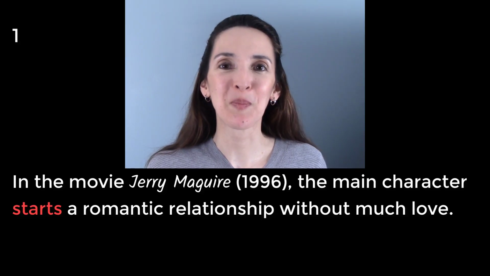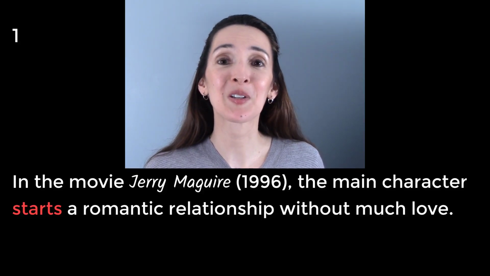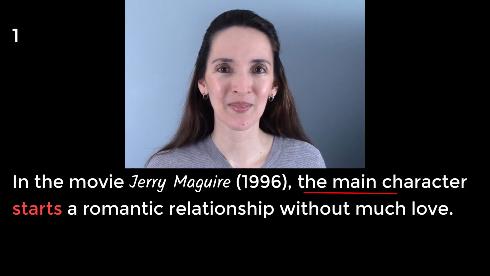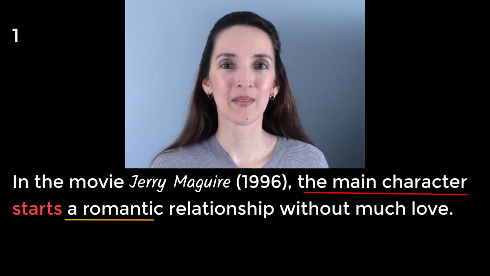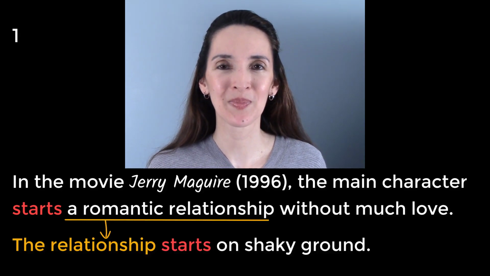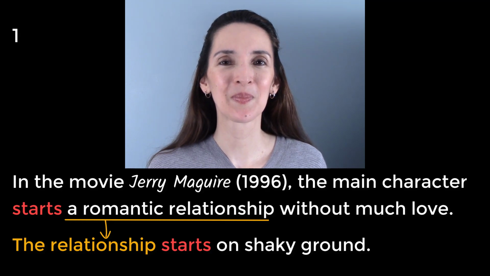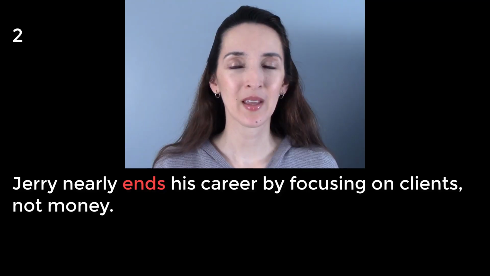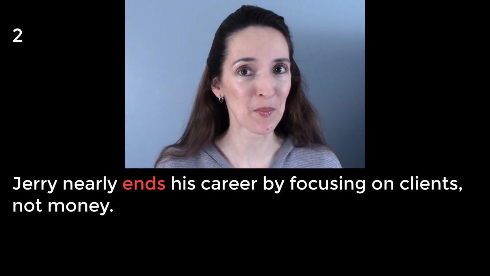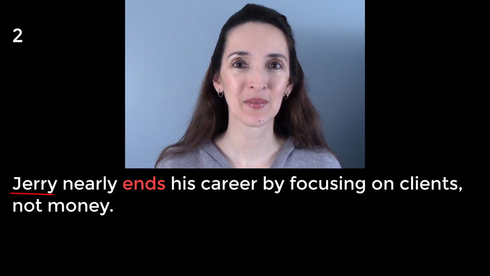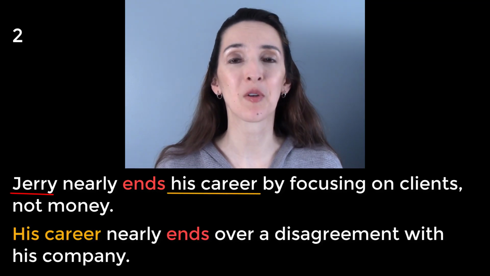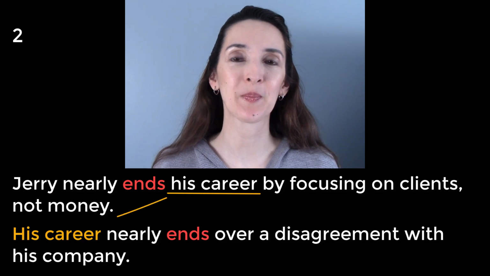In the movie Jerry Maguire, the main character starts a romantic relationship without much love. The relationship starts on shaky ground. Jerry nearly ends his career by focusing on clients, not money. His career nearly ends over a disagreement with his company.